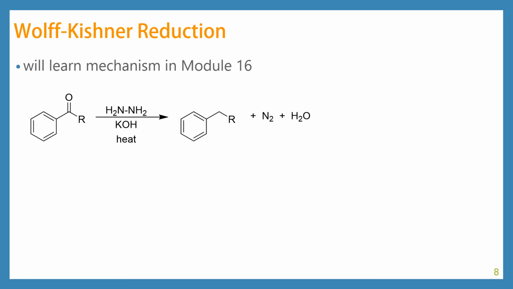Now the cool thing about the Wolff-Kishner reduction is that the driving force is the release of nitrogen gas. And so this makes this a more favorable reaction. It also doesn't use any heavy metals, which makes it a more environmentally friendly reaction. And once the nitrogen gas leaves the reaction, it cannot go back into the reaction. So it has a pretty solid driving force. So the reagent H2NNH2 is called hydrazine, and you can also see it written out sometimes as N2H4. Both of those things are referencing hydrazine.